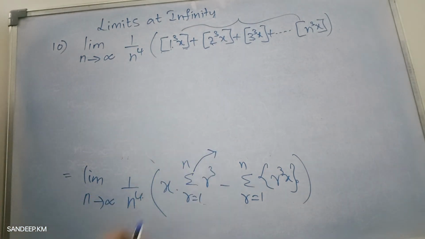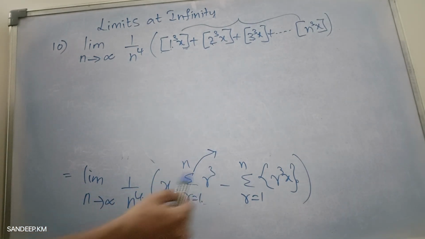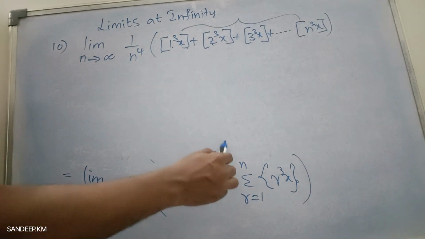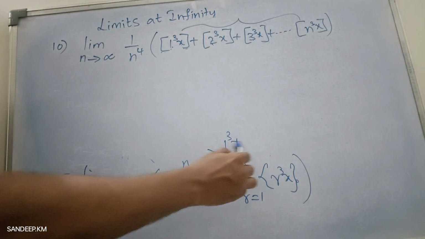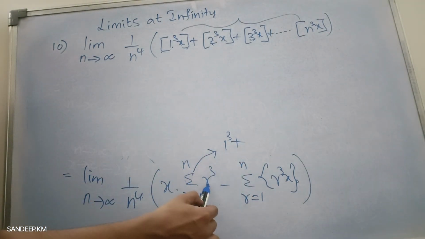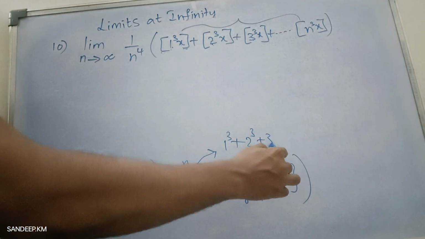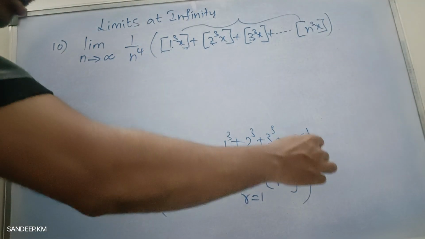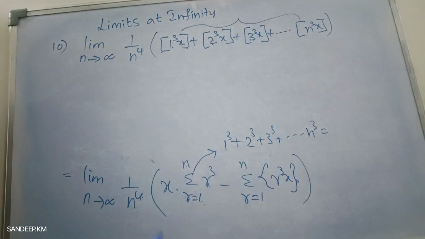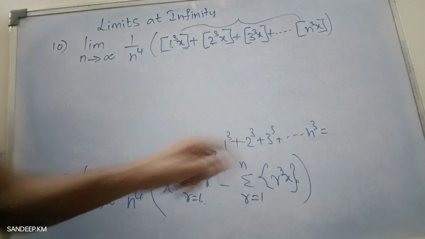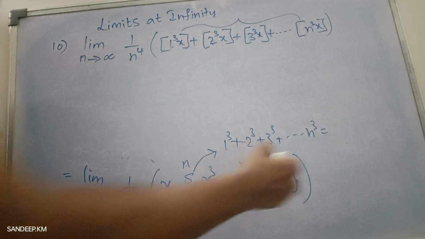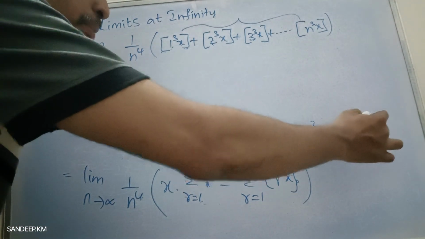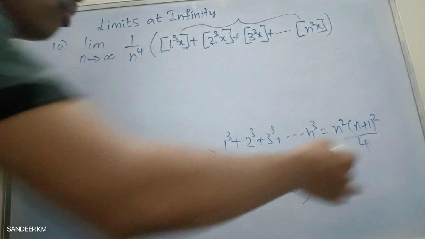What is this expansion? Sigma r is equal to 1 to n r cube means the first r value will be 1 cube. Sigma means plus. The next r value will be 2, so 2 cube. Next 3 cube. And so on up to where the r value is n, until n cube. So this is the sum of the cubes of the first n natural numbers. I hope you remember this formula. It is n square into n plus 1 whole square, whole divided by 4.